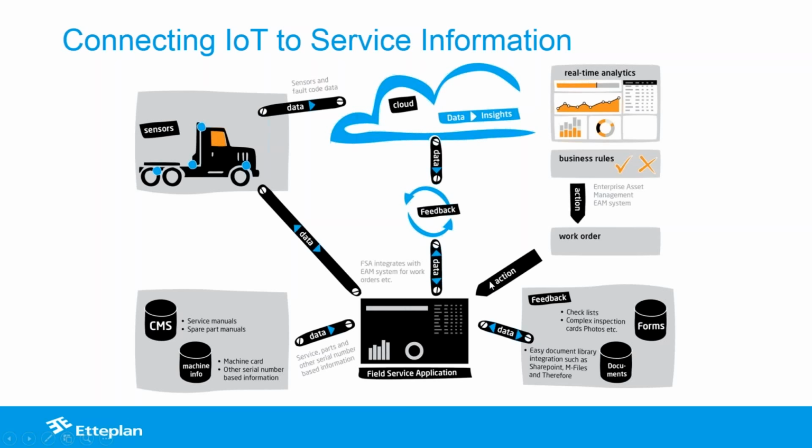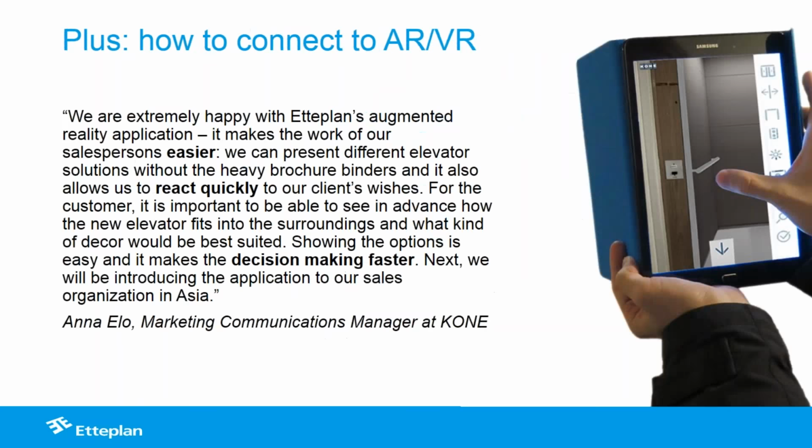But of course, we have to find a way to connect all of this. Why? So that we can send that service guy or girl out there with the right information, with the right parts, in order to be able to do preventive maintenance, and then give him or her the means to do the job as effectively as possible. But then there's also how we connect to other solutions like augmented or virtual reality. And in this case, we did a nice project for Koning, as you can read here, where we were able to, for their Salesforce, create this app to allow customers to configure their own elevator.